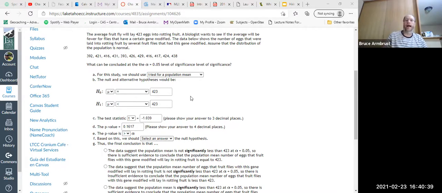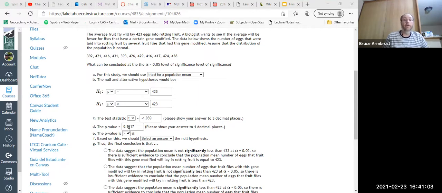Right? And that's what the alpha does. When we say we're going to let alpha be 0.05, that's telling us, okay, how small does small have to be? I need to be less than that. I need a p-value less than that for me to feel good enough to say the null hypothesis is wrong.